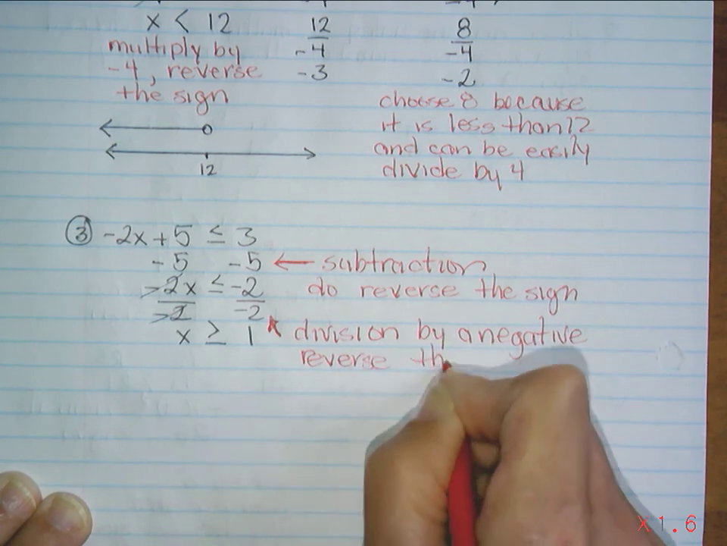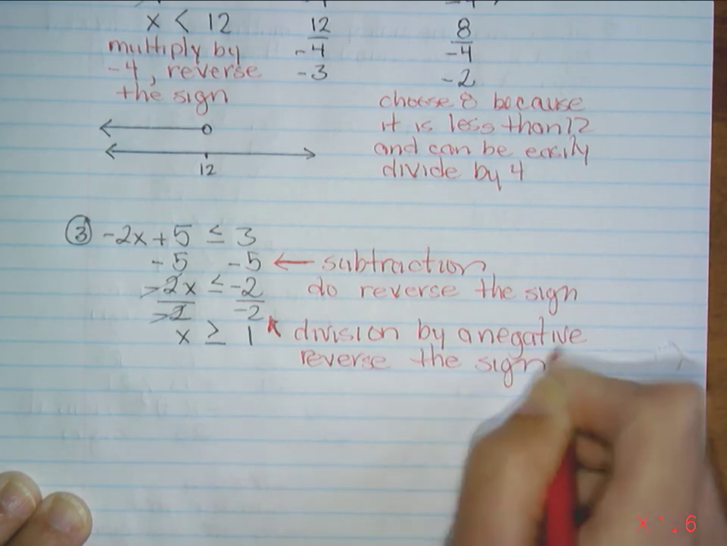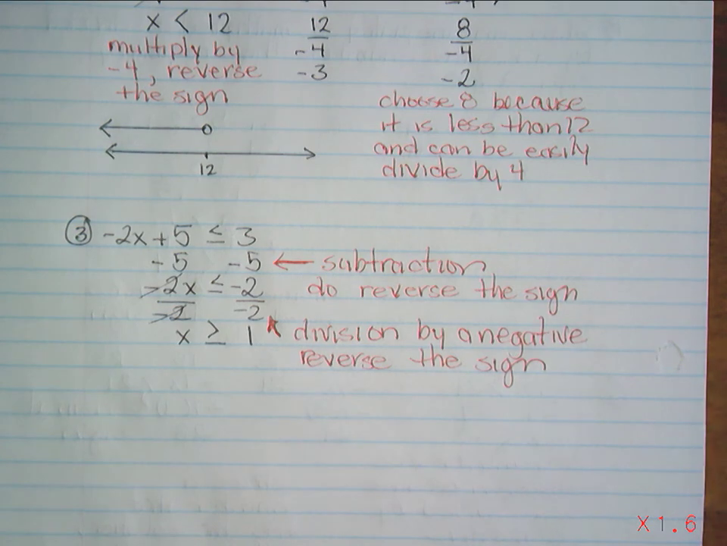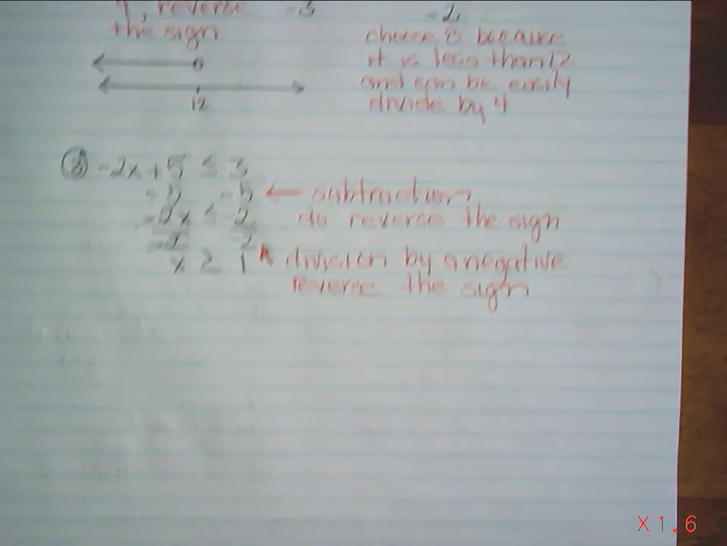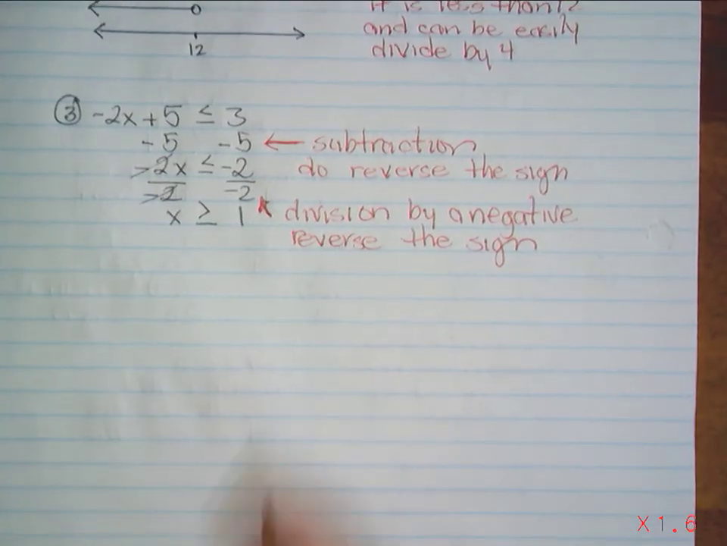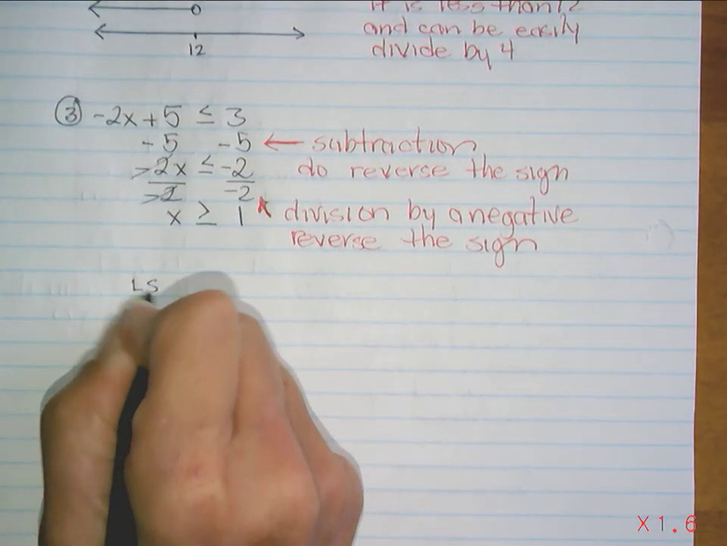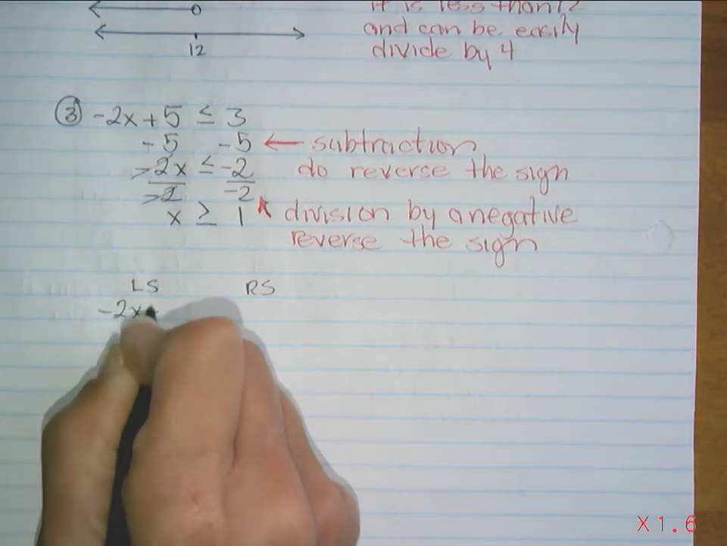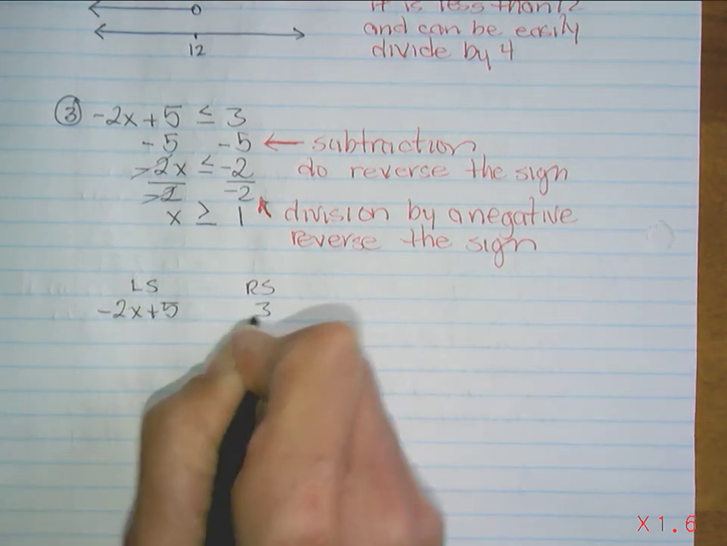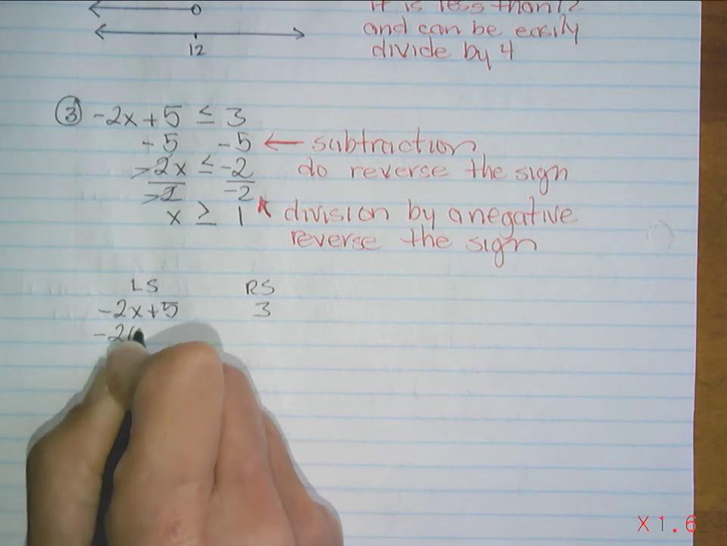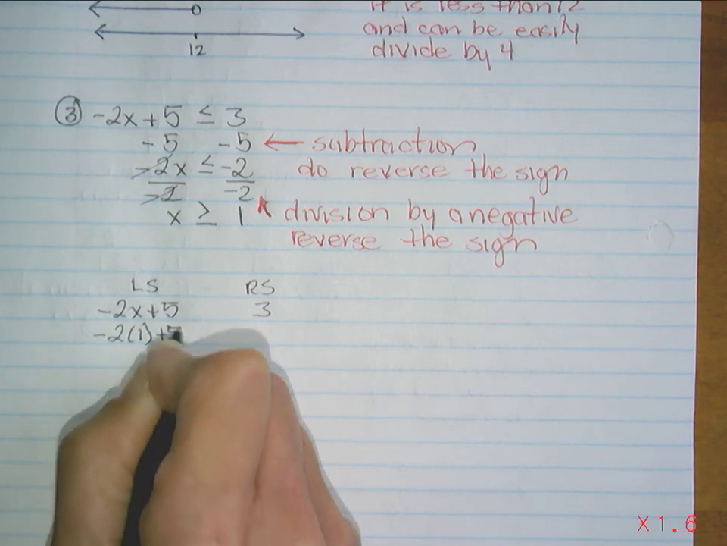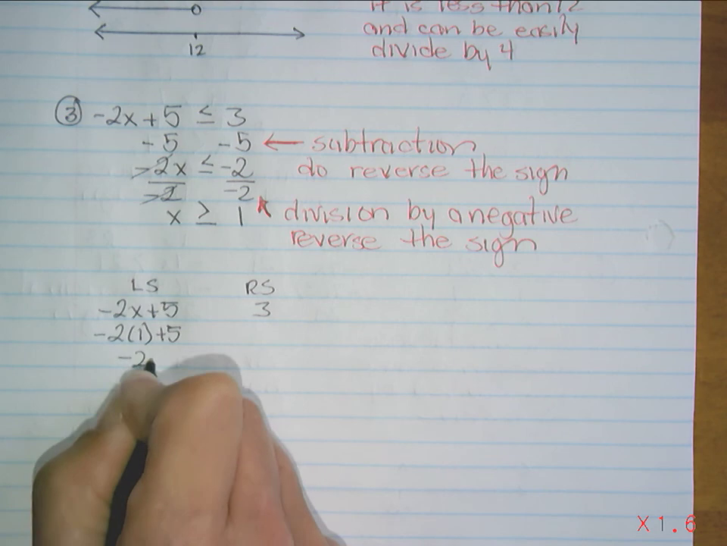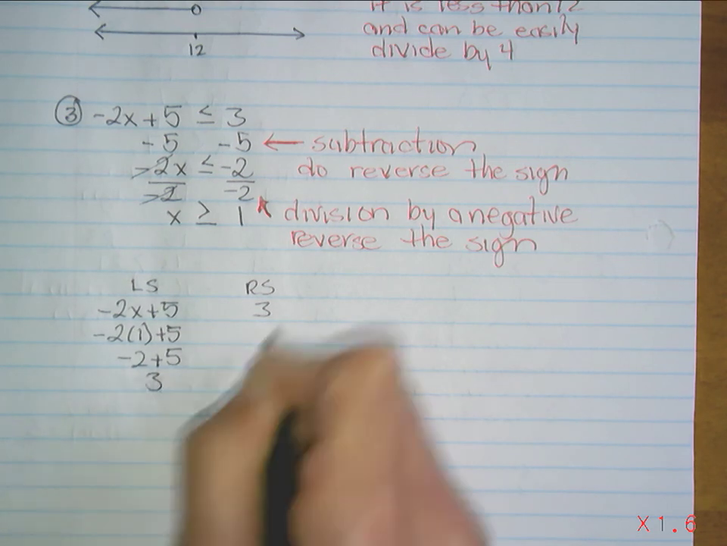Then you do reverse the sign. Now normally I do the check beside the equation. I can't do that for you now because I've put red all over the paper. So we're going to have to slide our paper up so everybody can see. And I'm going to do the left side, right side check to see whether my starting point 1 is correct. So negative 2 times 1 plus 5. Negative 2 plus 5, 3. They match.